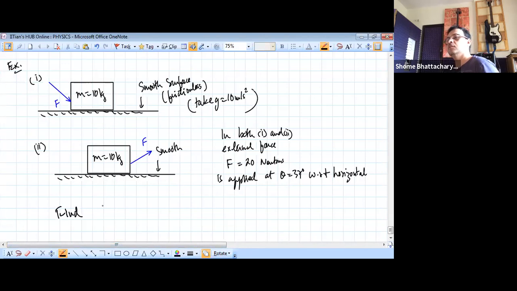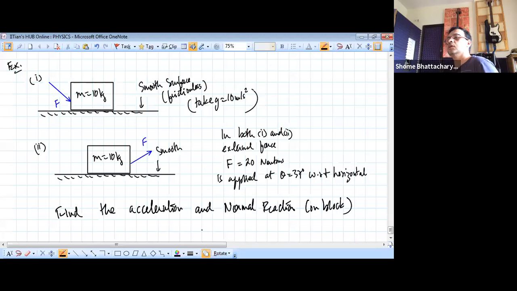So find the acceleration and the normal reaction on the block in each case. So just try this out quickly and tell me the answer.